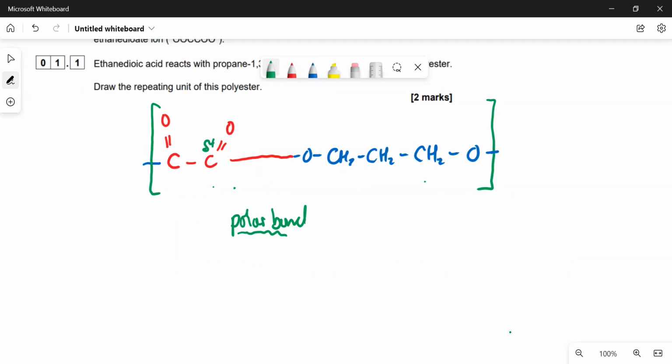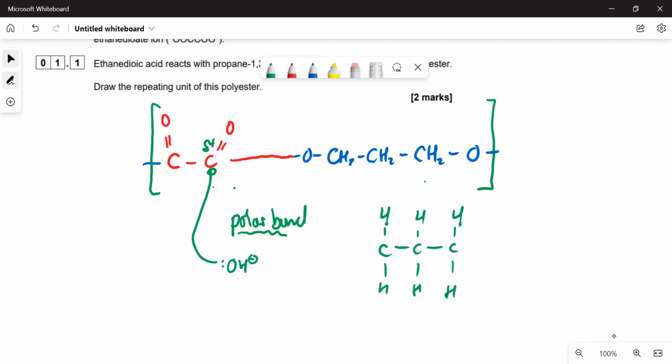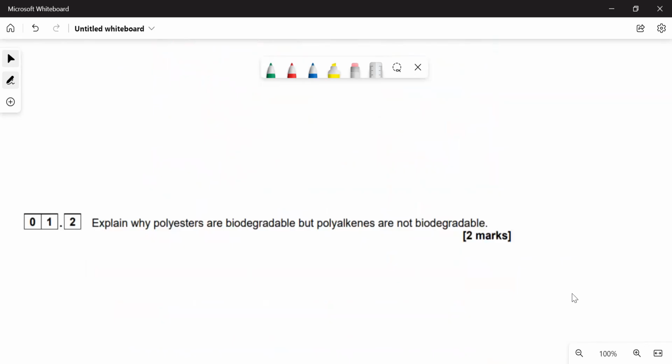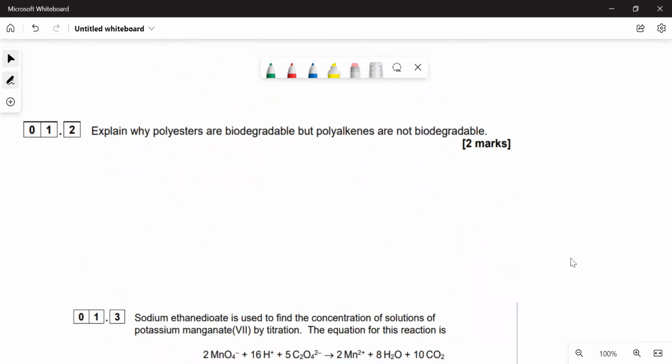Whereas in the polyalkene, all you've got is a load of carbon bonds, and they are not polar, so no nucleophiles can attack anywhere there. I'd say for 1 mark, I think you just need to mention the polar bond. Of course, what will happen is, and you don't have to say this in your answer, nucleophiles like OH minus can then attack that carbon and break one of the bonds in the chain. So 2 marks for that. Okay.